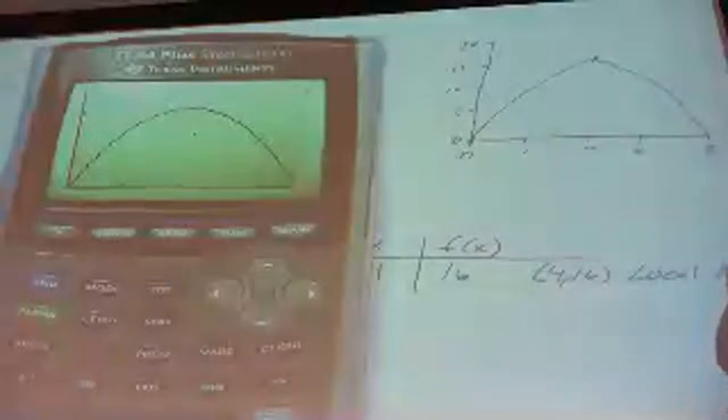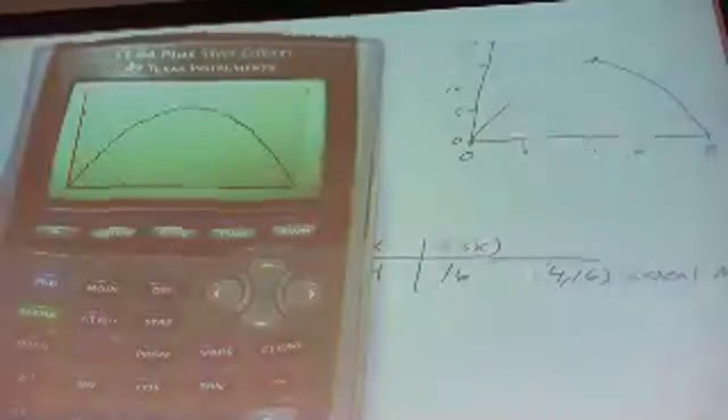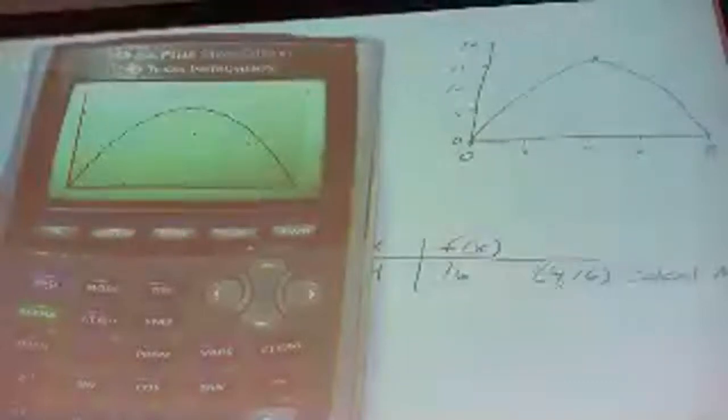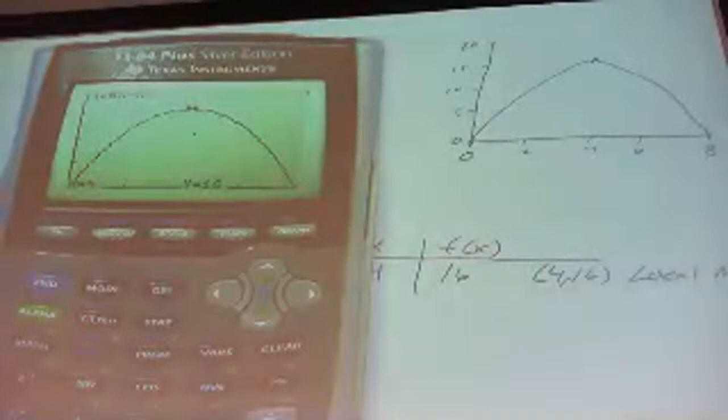Now, let's see if you remember that calculator trick. Do the little calculator trick to put your little cursor on top of it. See if you remember the steps. Put your little cursor on top of it, just so you can verify it's true. What do we press? Second trace, number 1 for value. And what value do I want to see? 4. And at 4,16, we have a maximum. We have a maximum. Are we okay? Question?